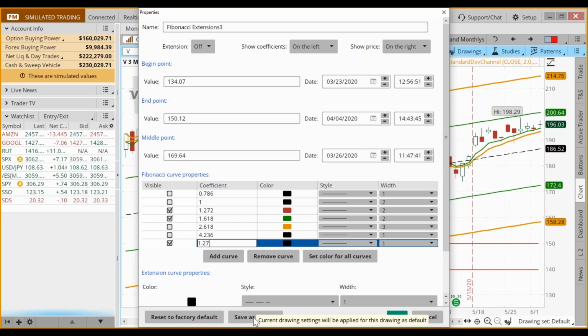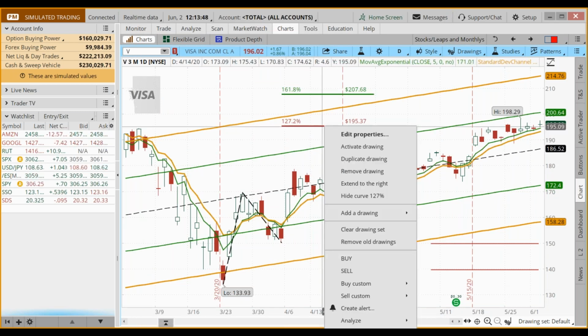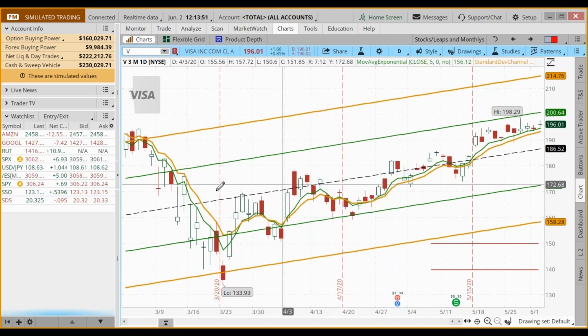And the other thing you want to do is, I always want to look at the 127, 161. Very seldom do I look at the 261, or way seldom even the 423. So I put a check mark here, and it will automatically show me the 127 and 161. All right, I'm going to cancel that. Does that answer for you, Richard? Play around with it, and see if you get it.